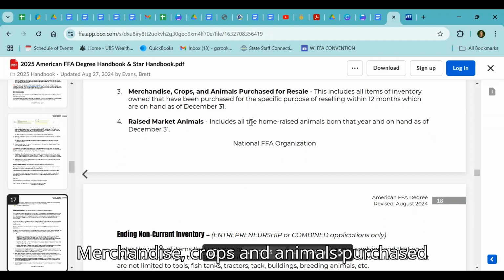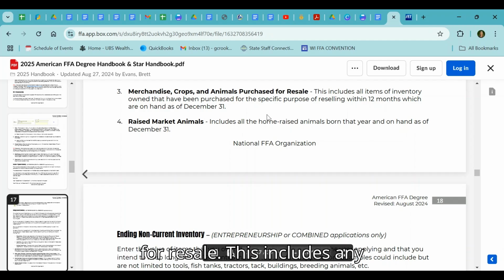Merchandise, crops, and animals purchased for resale. This includes any items of inventory that are owned and have been purchased for the specific purpose of reselling them within 12 months, which are on hand as of December 31st. So this could be a steer that you purchased to show at the fair in the summer. Could be other animals that you've purchased to turn around and resell at the fair.